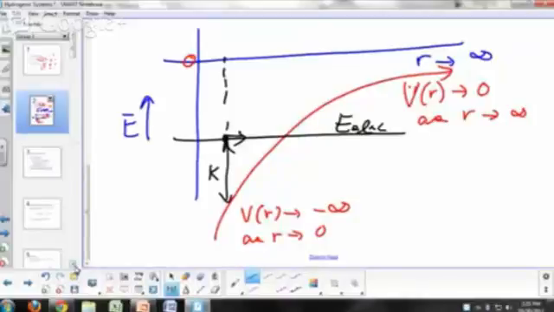So the electron is moving away from the nucleus. Is it going to feel a force from the nucleus? Is it being attracted to the nucleus or repelled by the nucleus? Repel. Repelled?